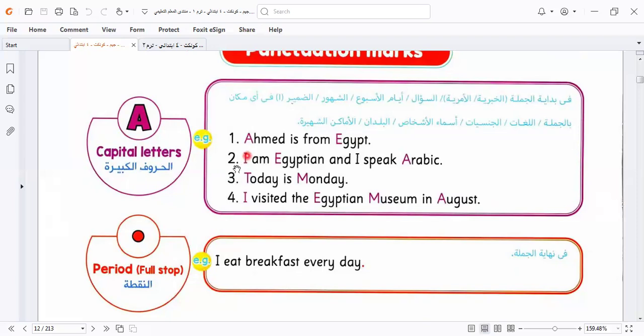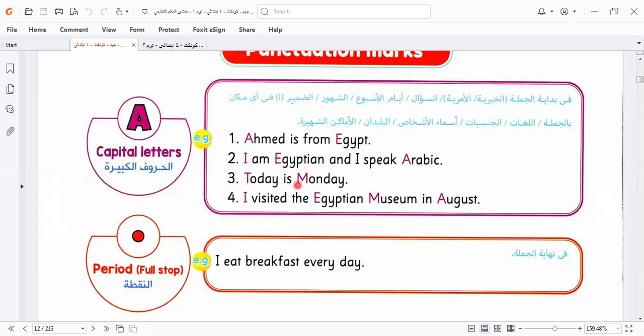We have here "I am Egyptian today." Here I is a capital letter. Egyptian must be written with a capital letter because it is a nationality. Today is written with a capital letter because I started the sentence with it. If Today came in the middle, we could write it in small letters, but here we can't, because I started the sentence with it.